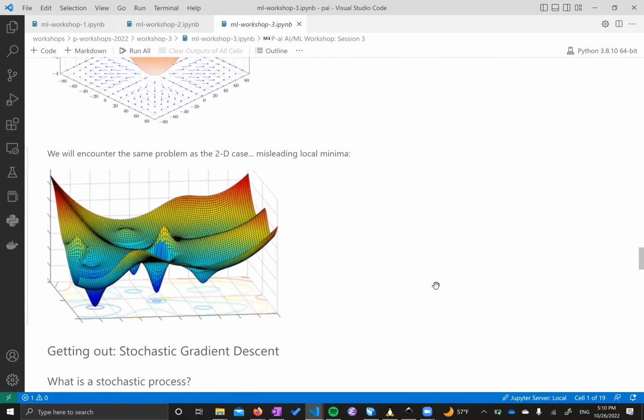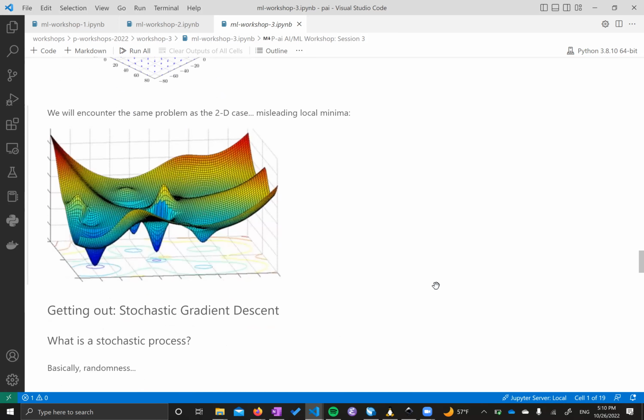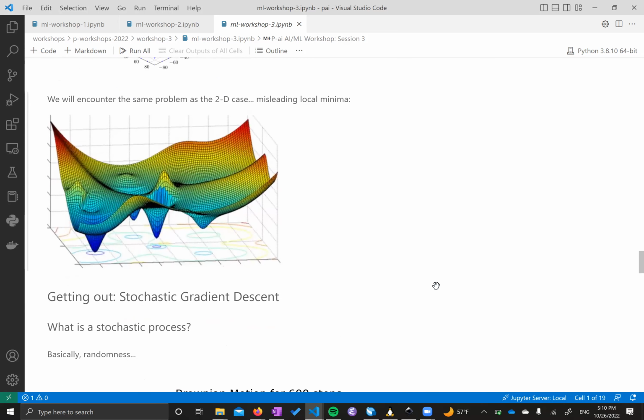Some ways in which we can escape these misleading local minima. The first one is called stochastic gradient descent. And what exactly is a stochastic process? Well, it's a random process. So we can think of this as random gradient descent.